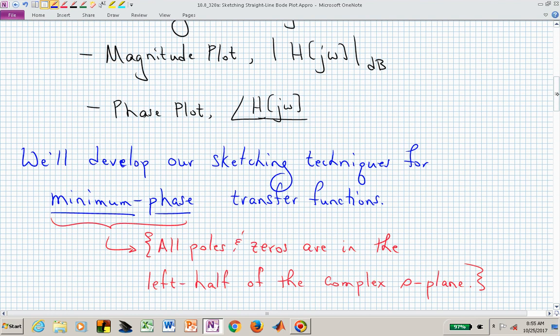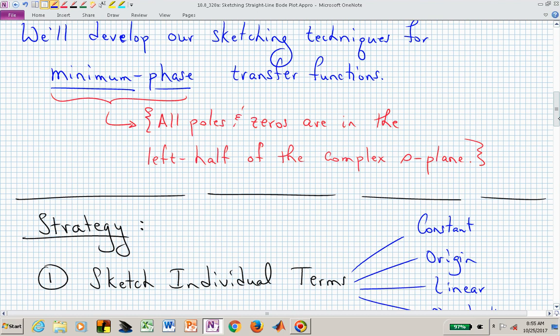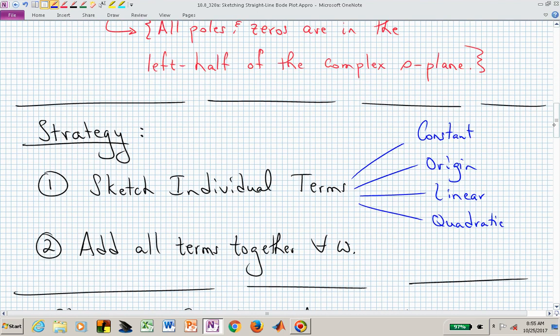We're developing these strategies for minimum phase systems, which means that all of our poles and zeros are in the left half of the complex S-plane. And as I have already stated earlier in this video, we are at the bottom of our breaking down process of these individual terms. And in this video, what we want to focus on is the quadratic piece. And that piece could be either zero factors that are quadratic or pole factors that are quadratic.